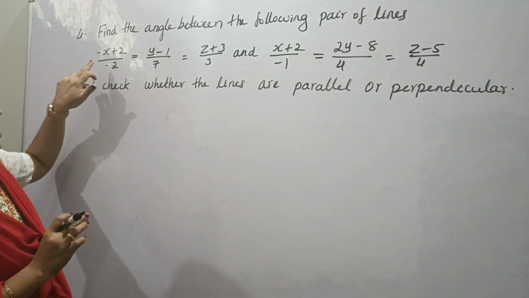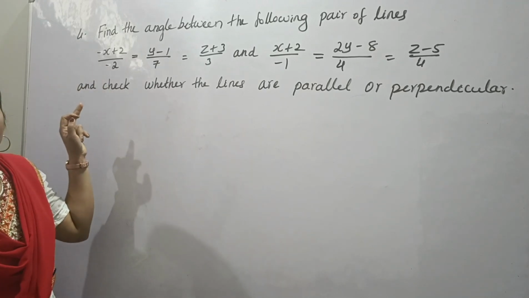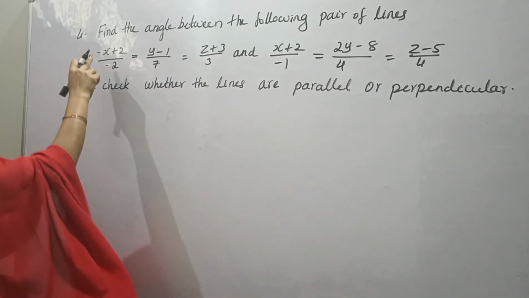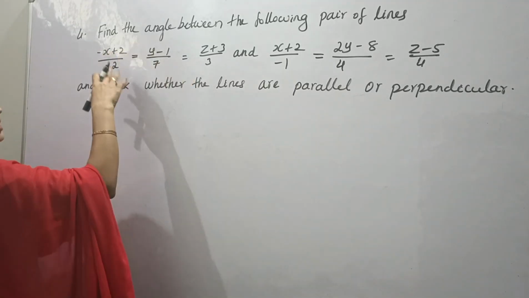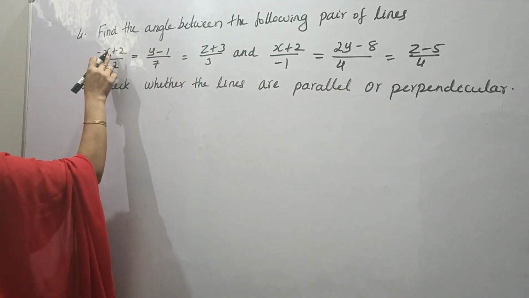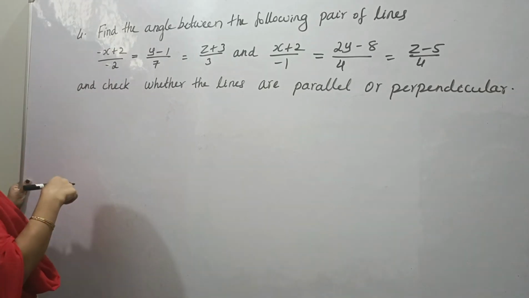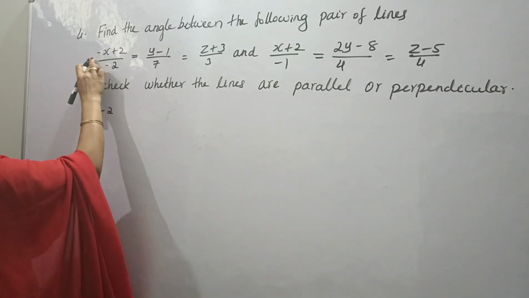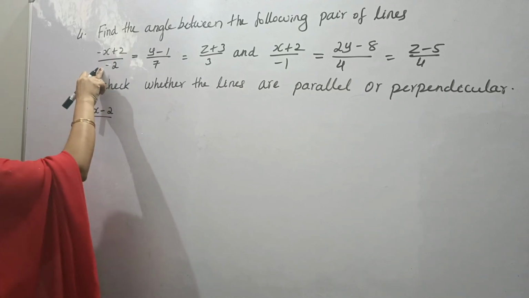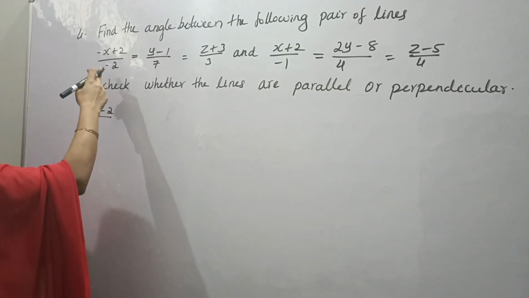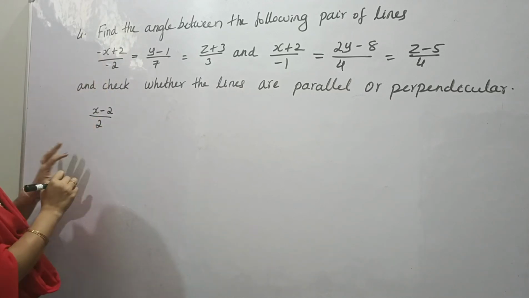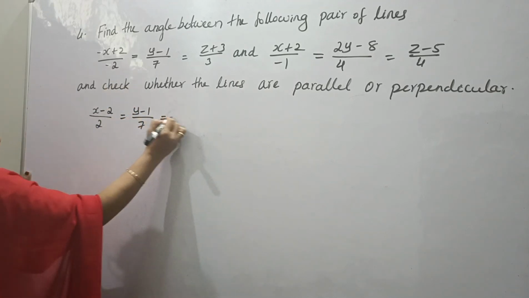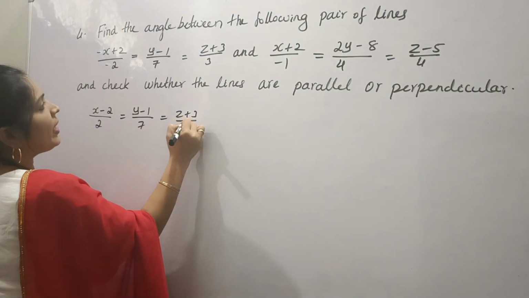Okay. See here we have Cartesian equation of a line, x minus x1. So we have to change it, right? So x minus x1, for that we have to take x minus outside. So it will be x minus 2, right? X minus 2 divided by, take this minus here. So minus into minus plus, so 2. Okay. Is equal to y minus 1 divided by 7 is equal to z plus 3 divided by 3.